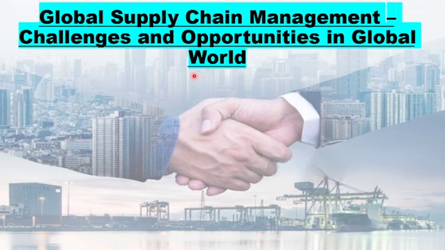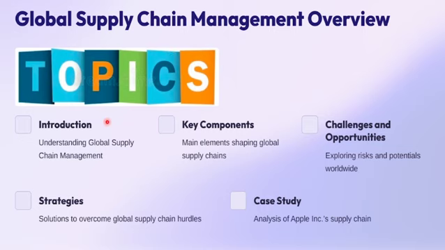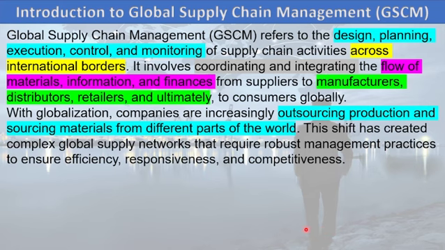In this chapter, we have to cover all the things about global supply chain management, challenges, and opportunities in the global world. So, these are the topics which we have to cover in this chapter. Over here, we have introduction, key components, challenges and opportunities, strategies, and also we are going to have a case study of the Apple mobile phone. So this is our first slide, which is all about introduction to the global supply chain management.